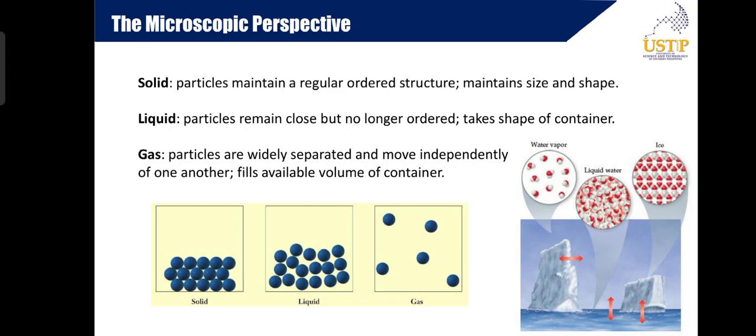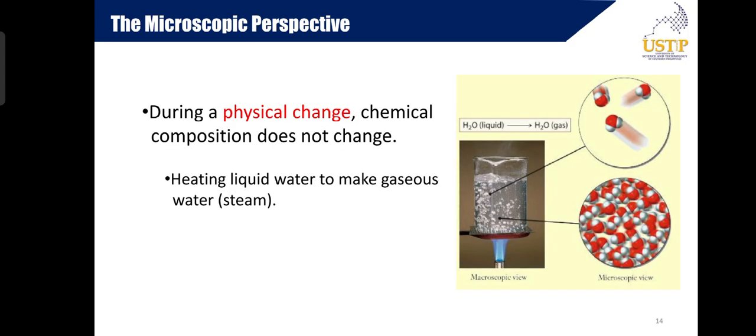So if you compare the three, a solid is as close to each other as possible. They have to stick to each other. For the liquid, they don't necessarily have to remain very close, and they also have no order, and they take the shape of a certain container. And for gas, they move as freely as they can.